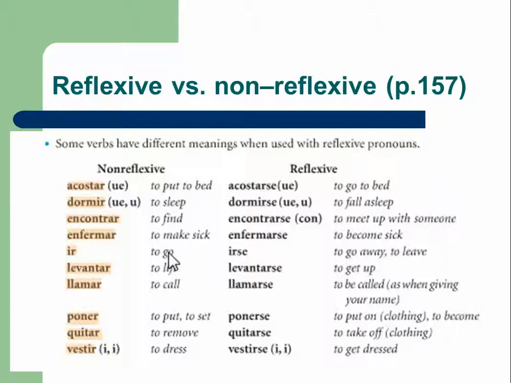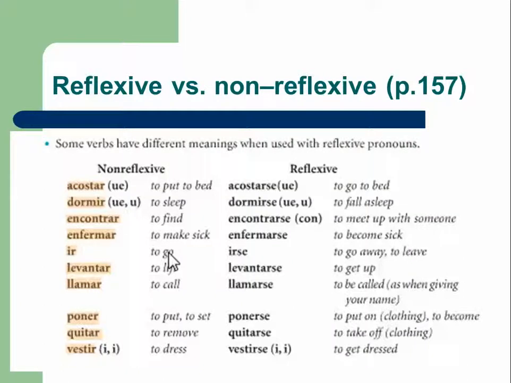Levantar is to lift something or to levitate something or to raise something, but levantarse is to actually pick yourself up. So that's why it's to stand up or to get up. Llamar is to call, like for example, yo llamo a mi madre, I call my mom, but llamarse is when I call myself. So that's why you can use that for your name. I call myself Bob, or I call myself Maria.